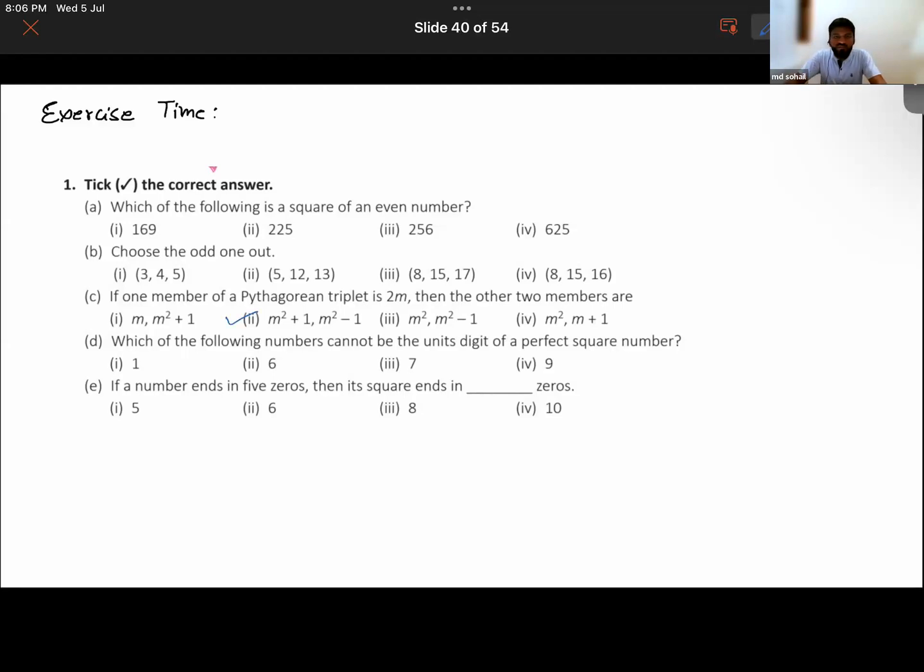What does the next question say, Arhan? Which of the following numbers cannot be the unit digit of a perfect square number? We know that for a perfect square, unit digits can be 0, 1, 4, 5, 6, and 9. Right, guys? So 7 is the answer. Exactly. Okay, now, last question.